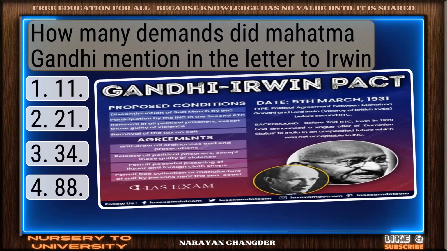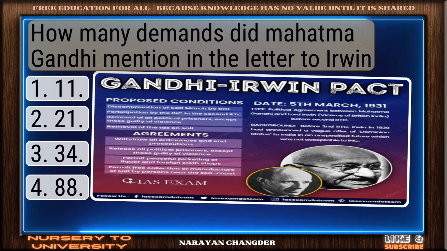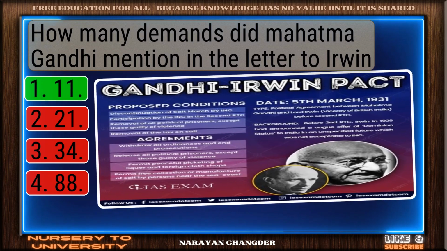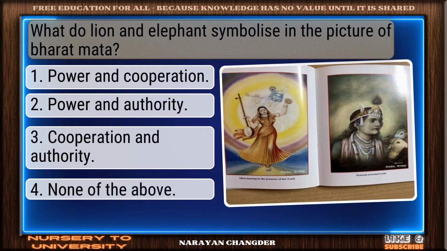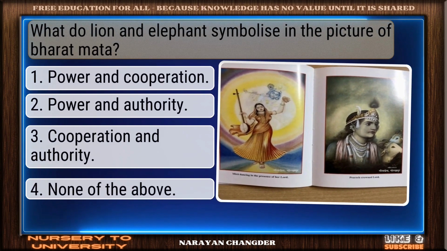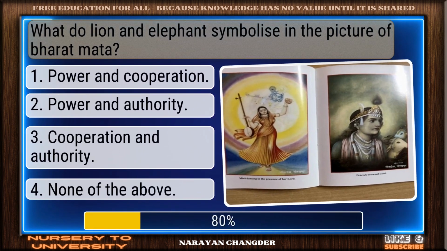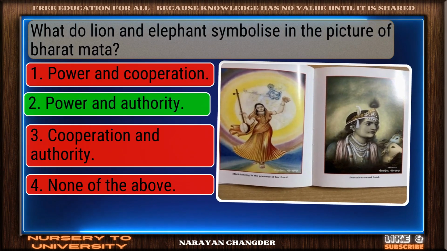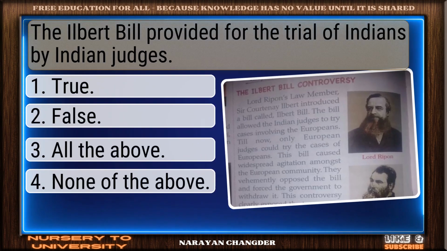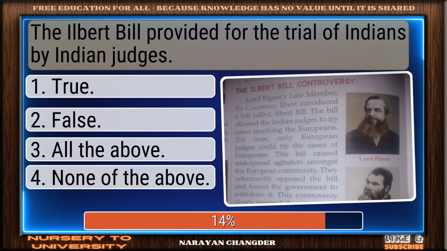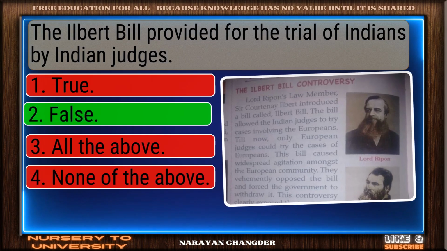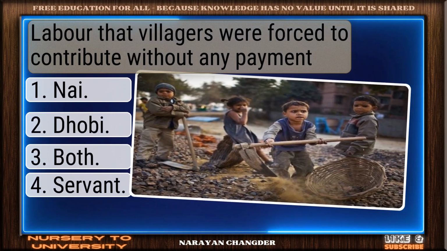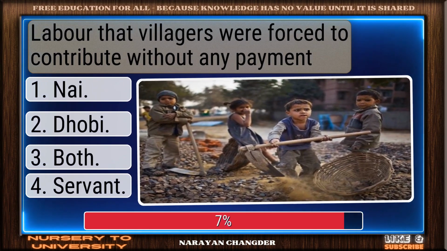How many demands did Mahatma Gandhi mention in the letter to Irwin? Great thinking. 11 is right. What do lion and elephant symbolize in the picture of Bharat Mata? Nice selection. Power and authority is correct. The Ilbert Bill provided for the trial of Indians by Indian judges. You chose false? Correct. Labor that villagers were forced to contribute without any payment.